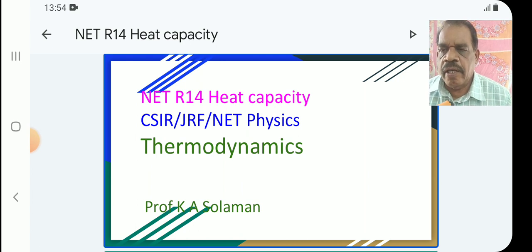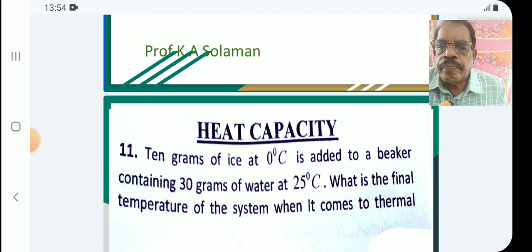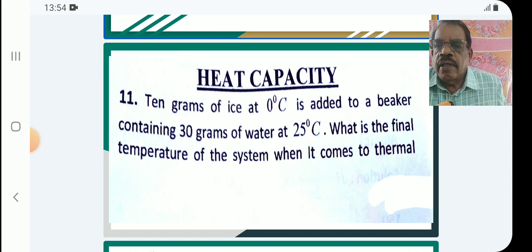Today we see the random series question R14, and this is from heat capacity and specific heat of thermodynamics. Heat capacity values, the questions. So here is the first question.